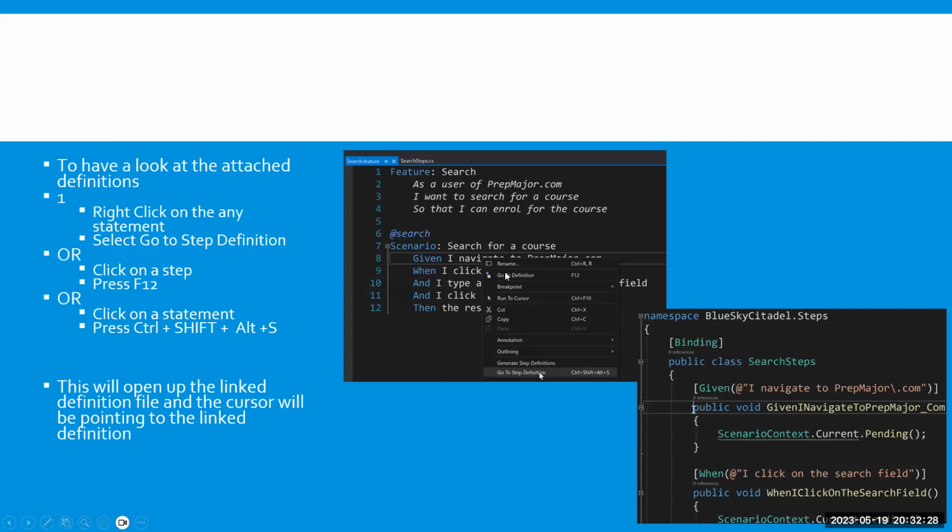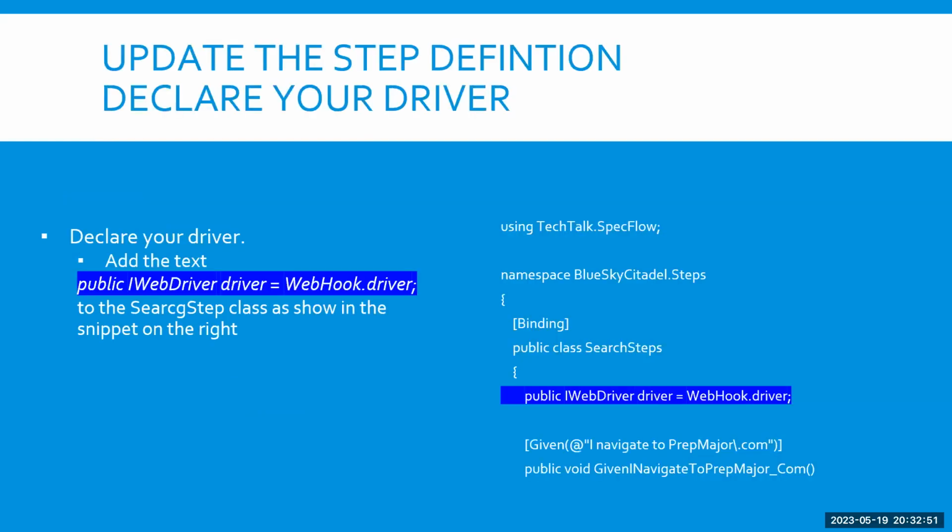So this is my next screen, and here, to have a look at the attached definition, right click on any statement, select Go to Step. So this is it. If you want to go inside your step definition, you just need to right click on any text and select Go to Definition, and it takes you to your step definition. And that's the screenshot.